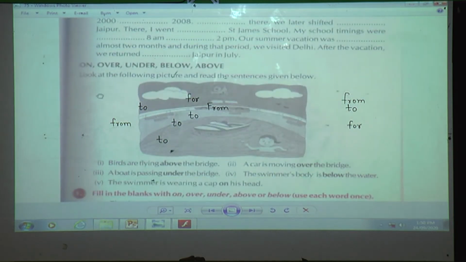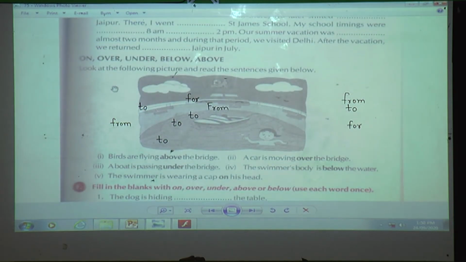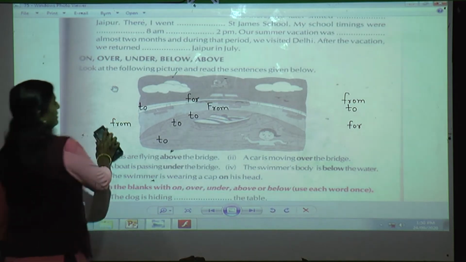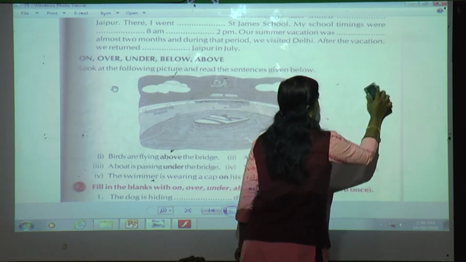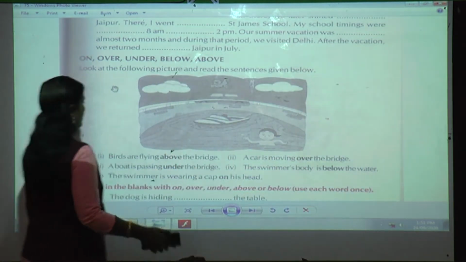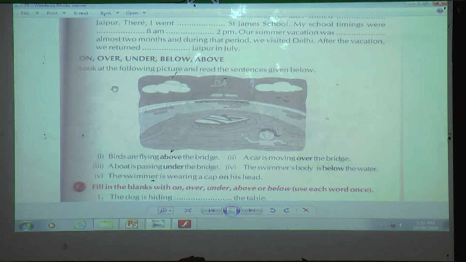Okay, so the next prepositions are on, over, under, above and below. Now we will see how these prepositions have been used. Again I will repeat: on, over, under, below and above. How many are there? 5 are there. Now you have to look at the following picture and read the sentences given below.